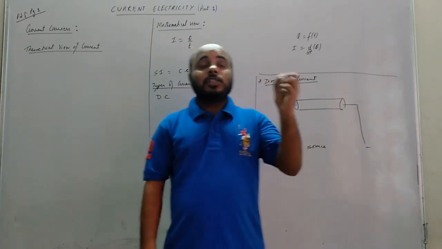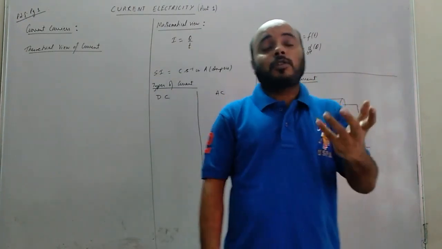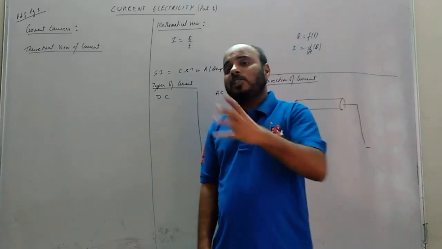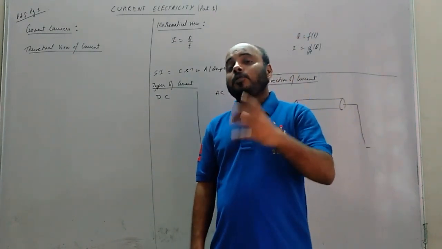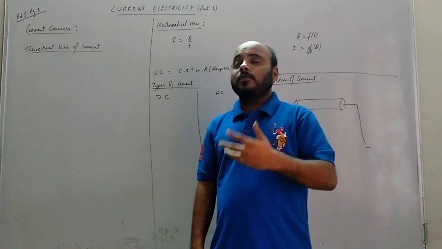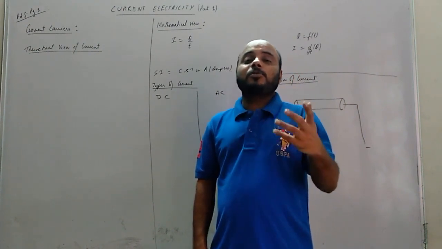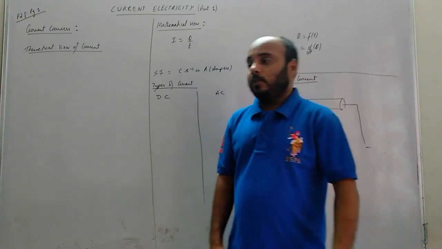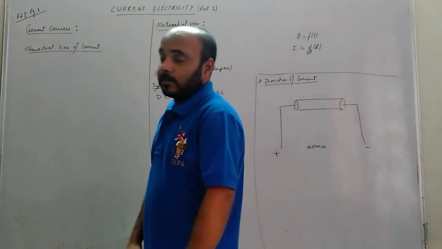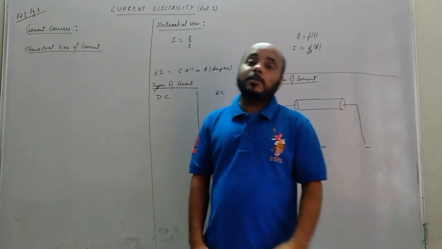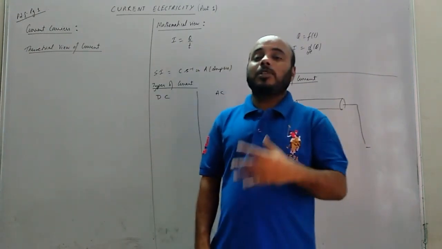So these are the current carriers, also called charge carriers, because current flows in those substances due to these charged particles. Like how the question will come: which particle leads to the current flow in an electrolyte? We will say positive and negative ions. Understood? Which particles allow the current to flow through semiconductors?